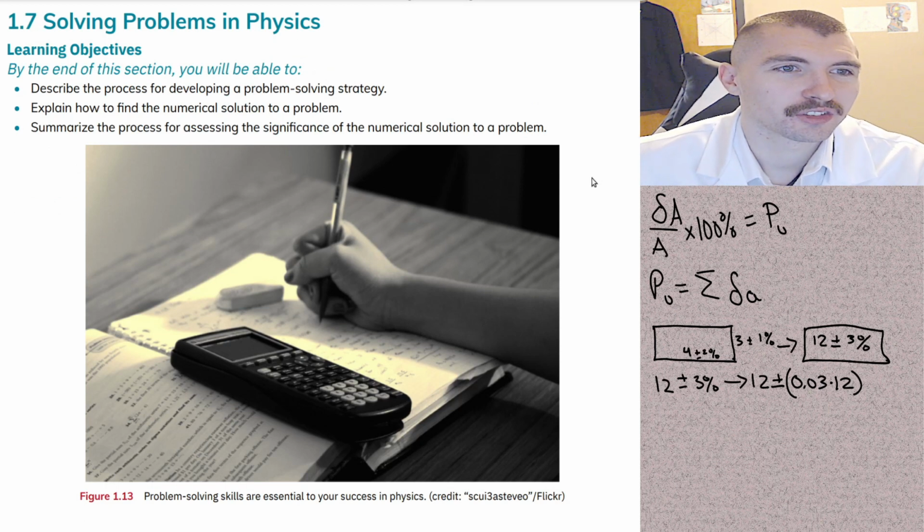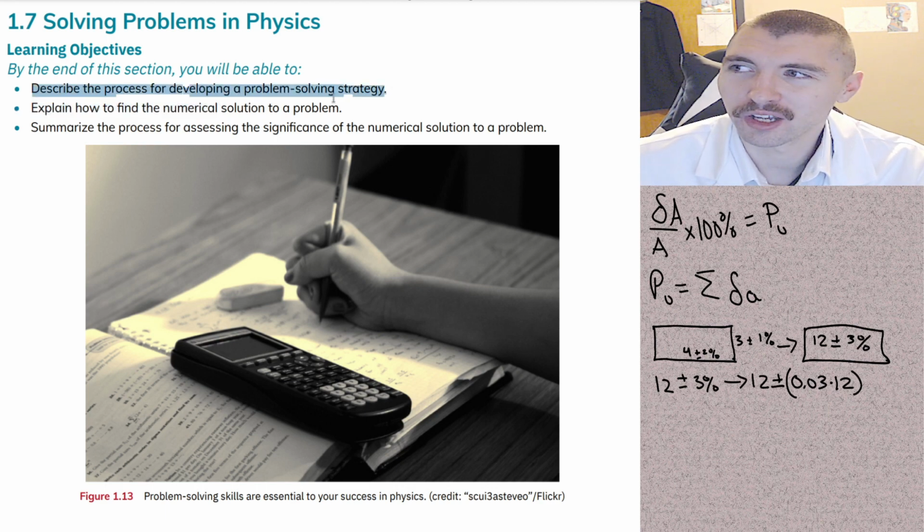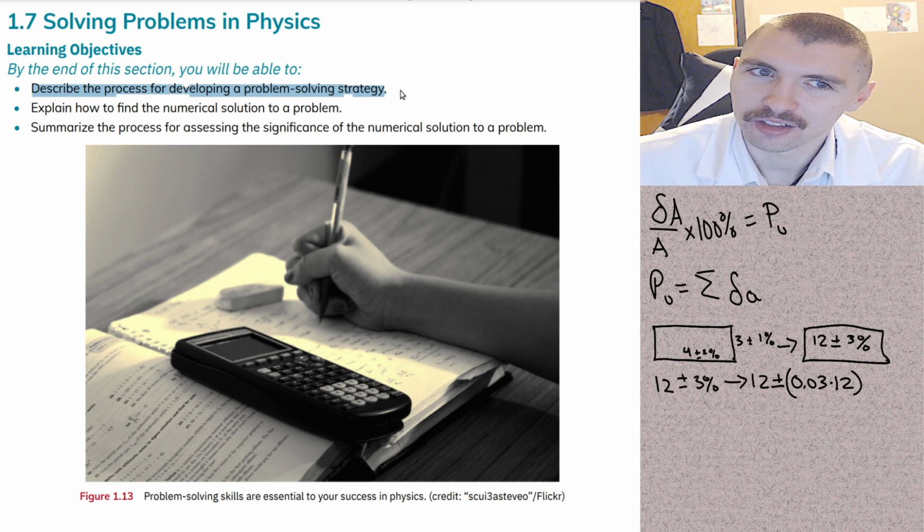Describe the process for developing a problem-solving strategy. So, like, what is the purpose? Why, at the AI2C, are we studying physics? What problems are we trying to solve? We are trying to automate all human labor in the current intelligence community.